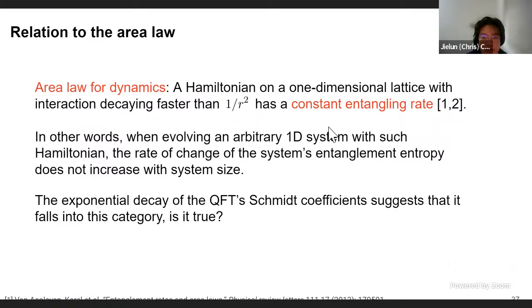For 1D, you can interpret it as follows: for a Hamiltonian on a 1D lattice, if the interaction range decays faster than 1 over r squared, then the Hamiltonian always has a constant entangling rate. In other words, when evolving an arbitrary 1D system with such a Hamiltonian, the rate of change of the system's entanglement entropy does not increase with the system size. So it seems that the QFT falls into this category. Is this really true?